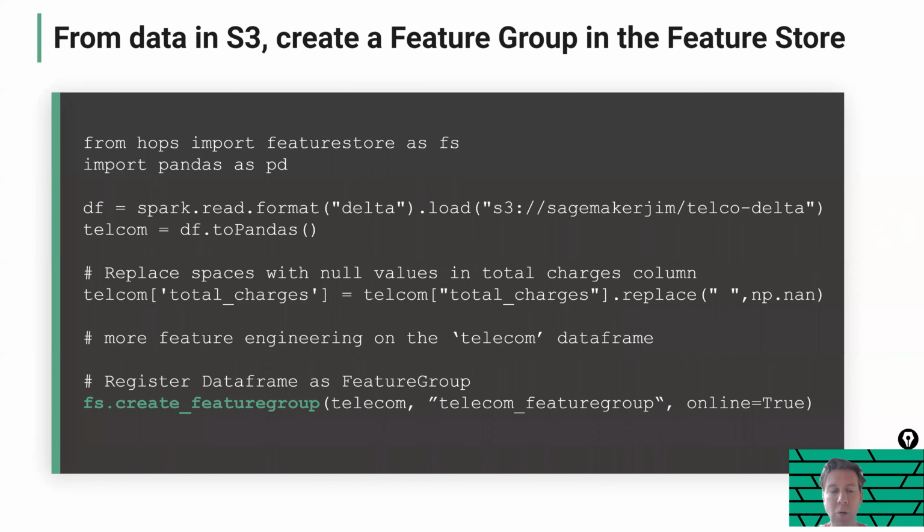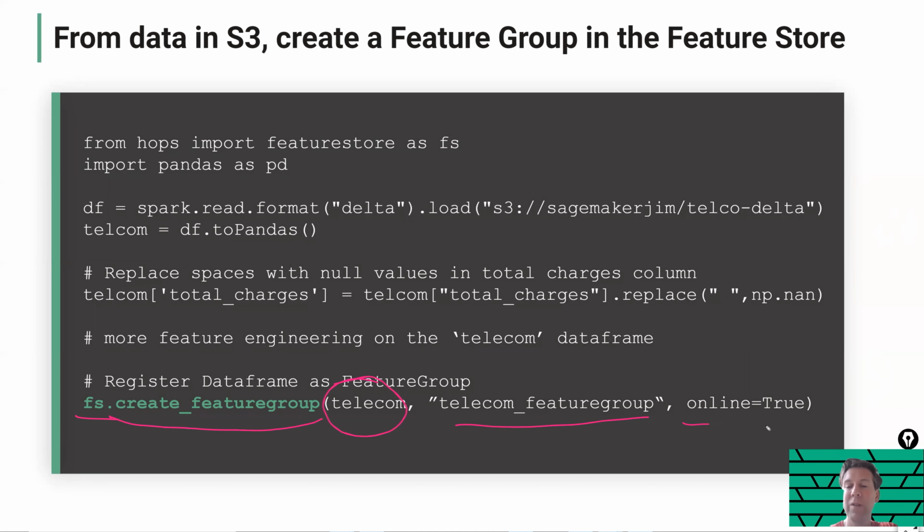So let's have a look at the code. What will your code look like in Hopsworks when you want to compute features and add them to the feature store? We said already that features come in as feature groups. So ultimately we're going to take a data frame, add it to the feature store, and give that feature group a name.